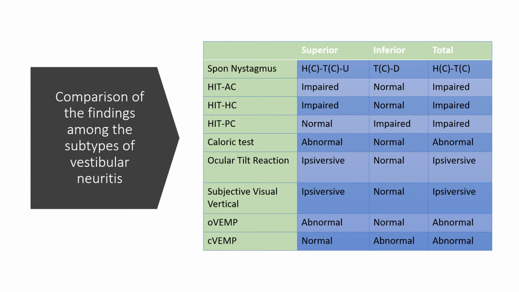If you have V-HIT, you can test each of the canals separately. It is worth noting that caloric tests will be normal in inferior vestibular neuritis. Other tests like subjective visual vertical, OVEMP and CVEMP can be done, but whether it is necessary is debatable.